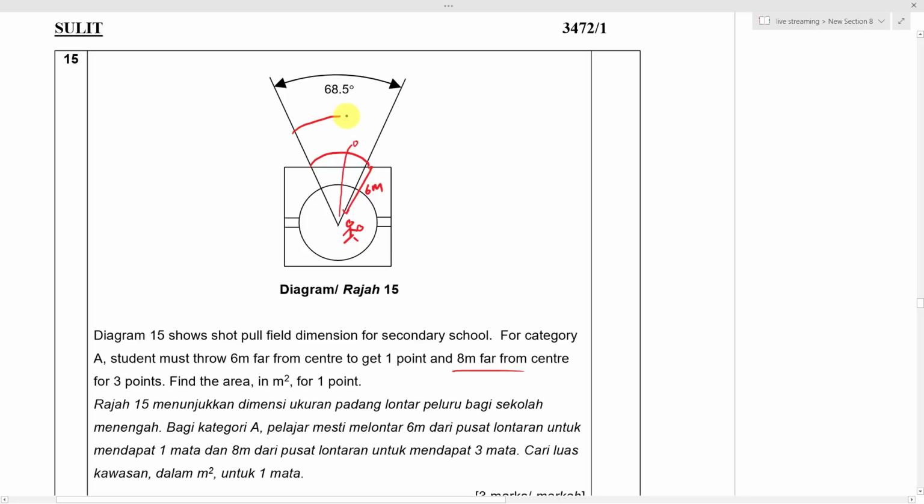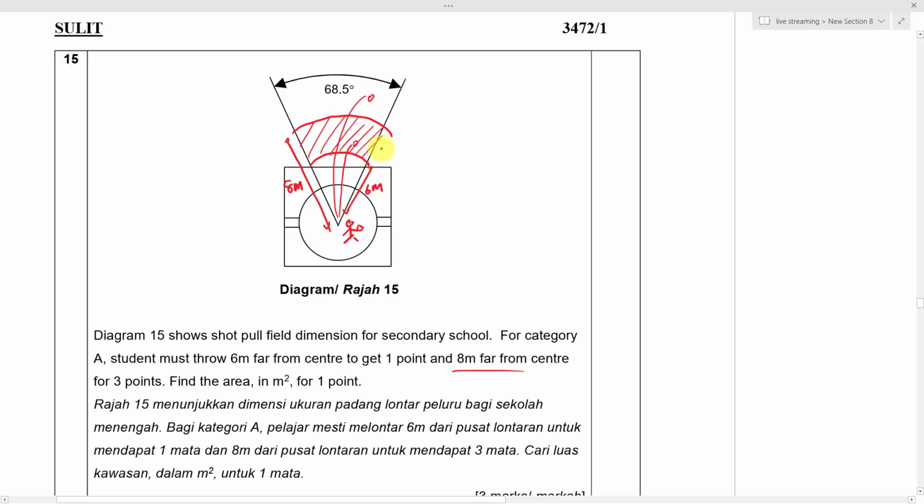That means let's say this is 8 meters. This is 8 meters here. That means if you throw your stone beyond 8 meters, then you will get 3 points. So right now they want to find the area for 1 point. So therefore you should know the area for 1 point is over here, right? This is the area for 1 point. We do not know what is the area for 3 points. I can just say it's anything beyond 8 meters. But right now they only ask us to find the area for 1 point.